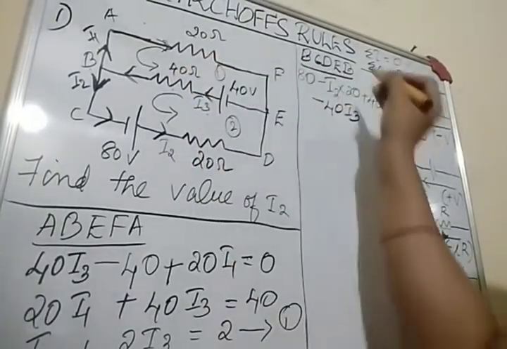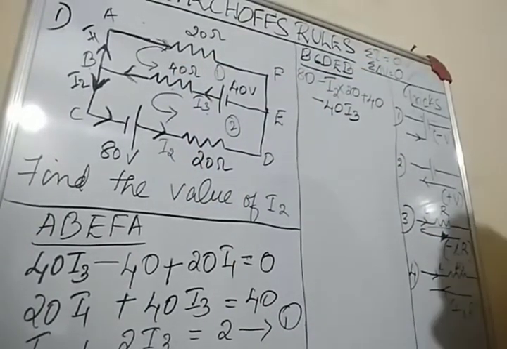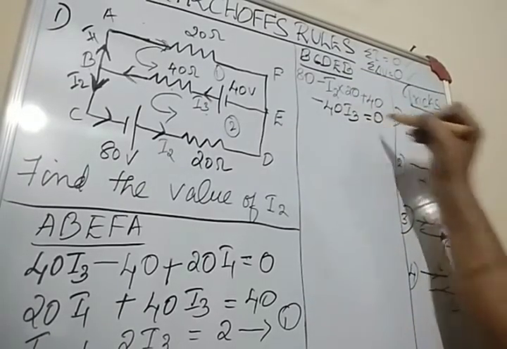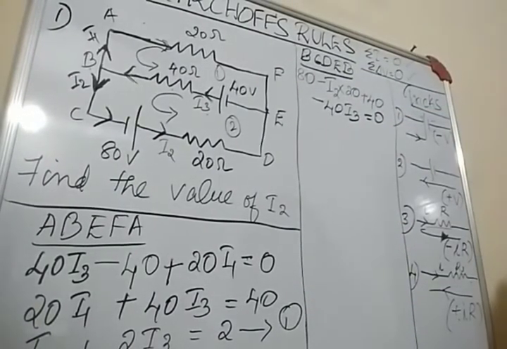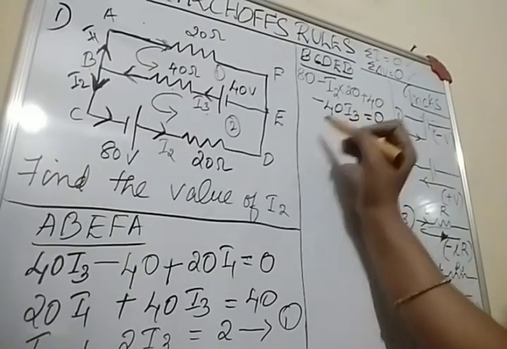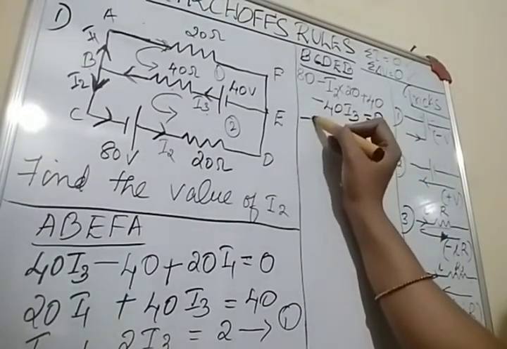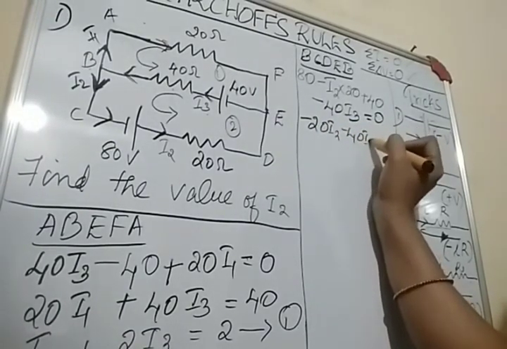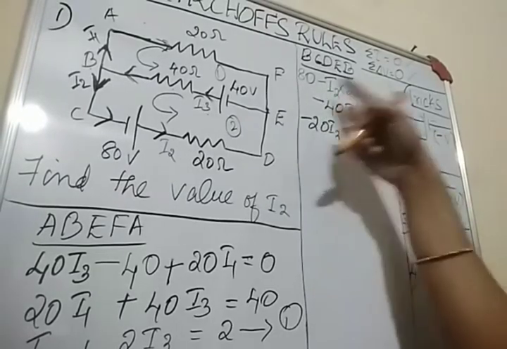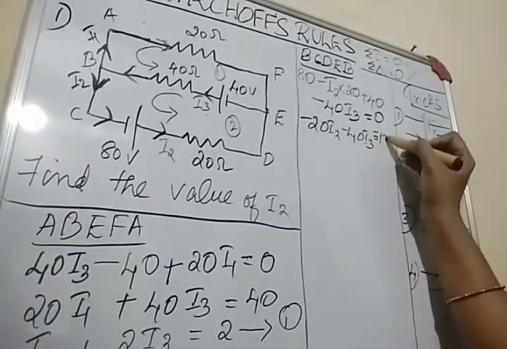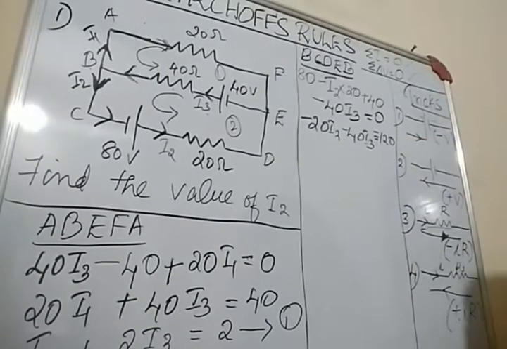So this is the algebraic sum of the change in potential through the closed loop 2, and the algebraic sum will be 0 as per Kirchhoff's loop rule. Again, we can rearrange this. It is minus 20 I2 minus 40 I3 equal to 80 plus 40, that is 120. When we take it to the RHS, it will become minus 120.